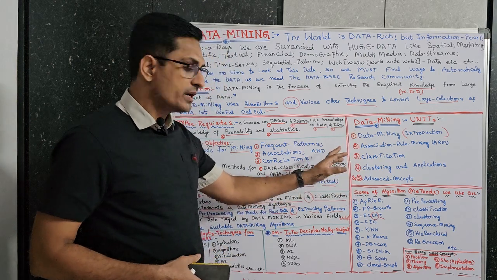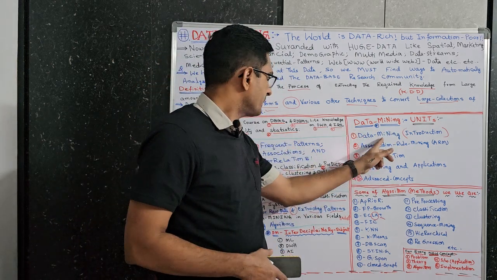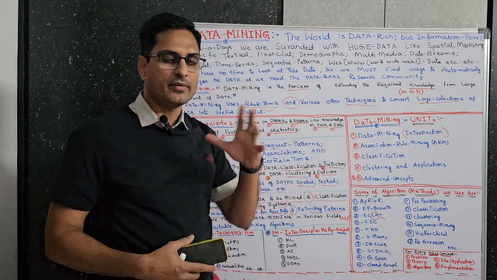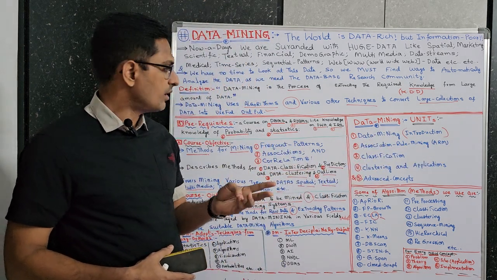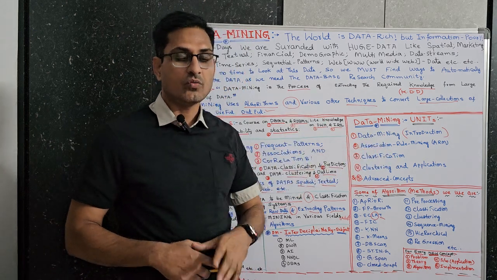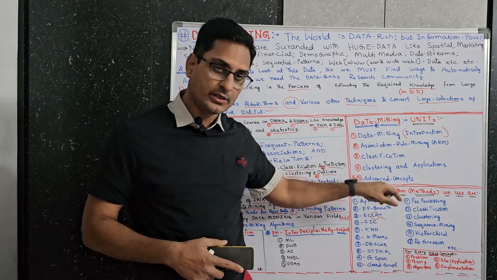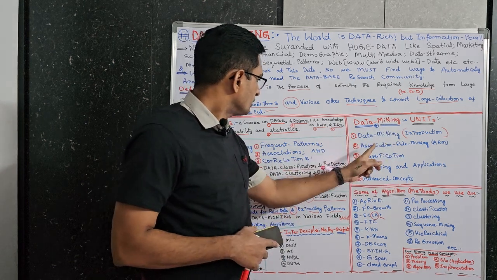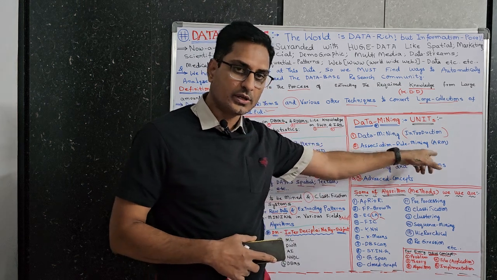These are the 5 units. The 5 units overview. First unit, every unit has one chapter. Data mining introduction. In the introduction, we will have classification, clustering, analysis, prediction. All the things will be there. That comes under data mining functionalities. What the data mining does. Those functionalities will be the titles of the next units. The second unit title is association rule mining. Association, already told you.